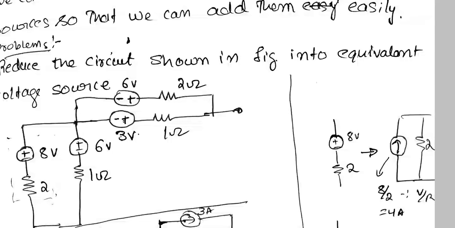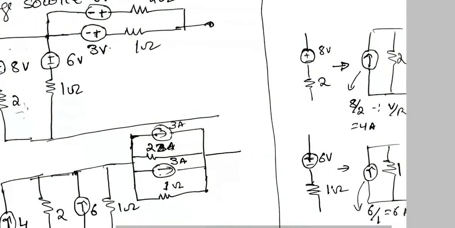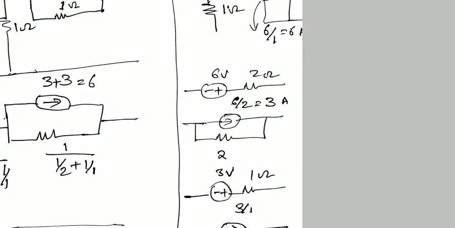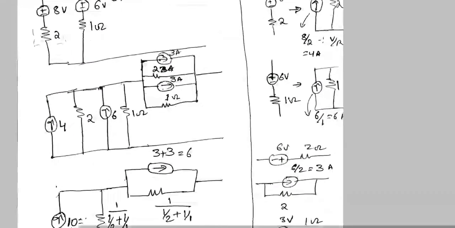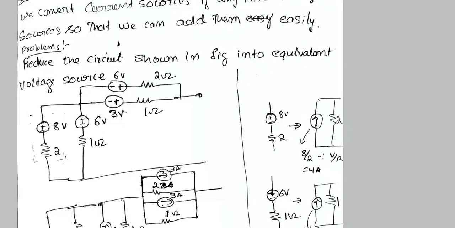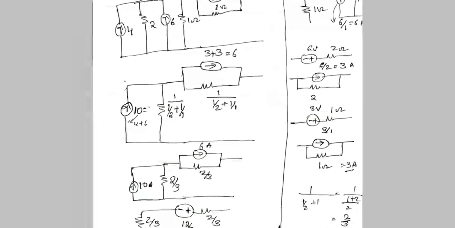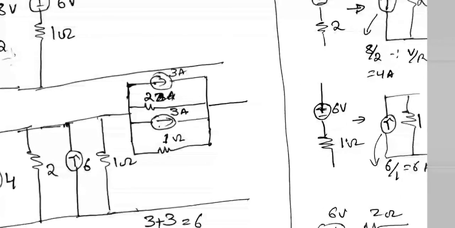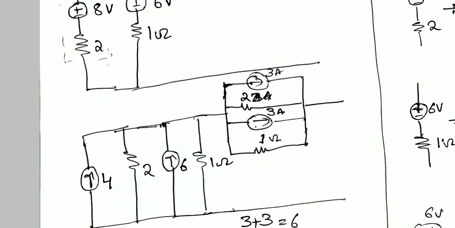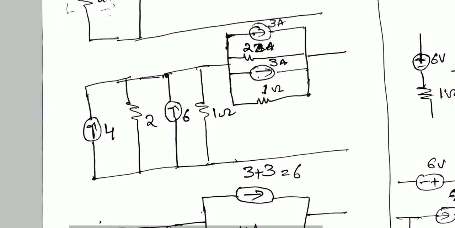Similarly, we will go for the other two. 6 volt with 2 ohm resistance is converted into a 3 ampere current with 2 ohm resistance, and a 3 volt with 1 ohm resistance is converted into a 3 ampere current with 1 ohm resistance in parallel. So the equivalent circuit became like this now. See, the 4 ampere and 6 ampere currents are two current sources and they are in parallel.